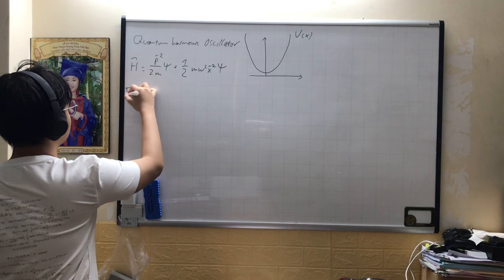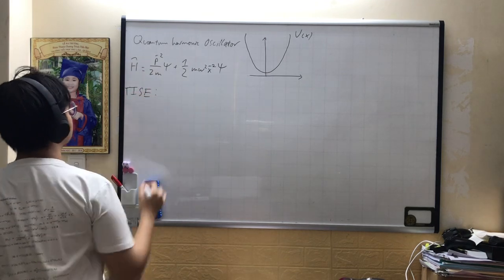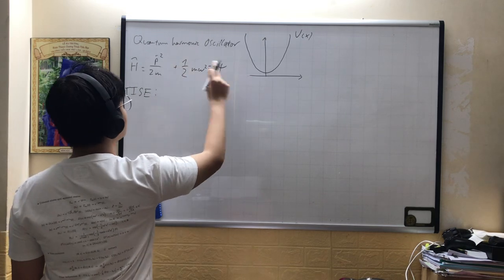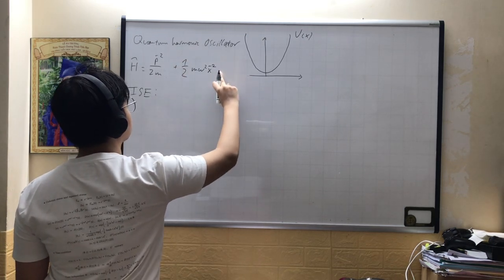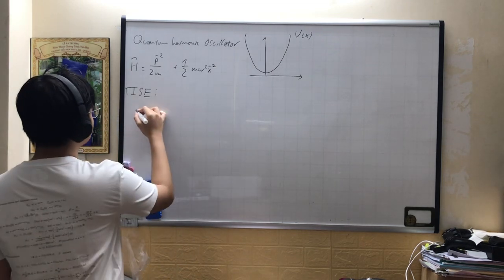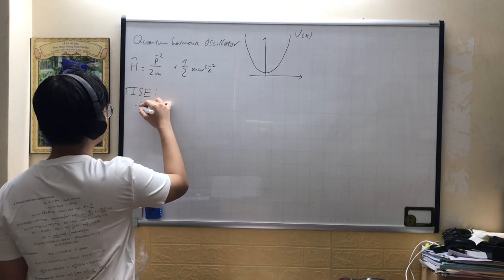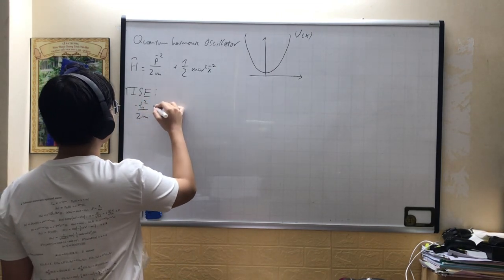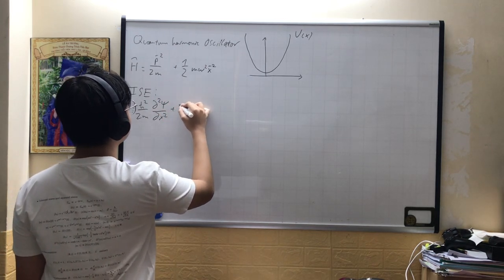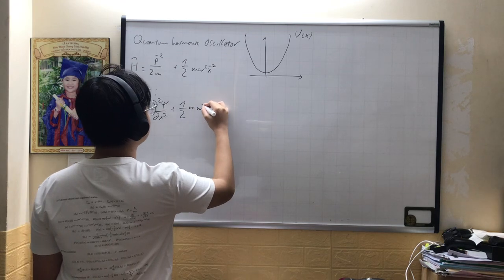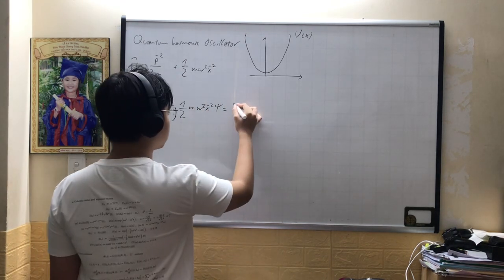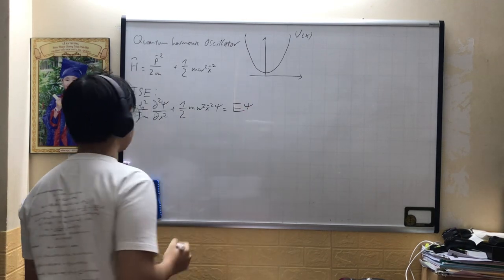So in the time-independent Schrodinger equation, wait, why did I get it wrong? Okay, there's no psi, I'm sorry. Got confused for a little bit. So we put that: x squared plus omega squared x psi would equal E psi.